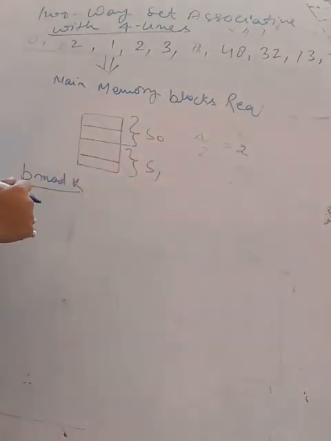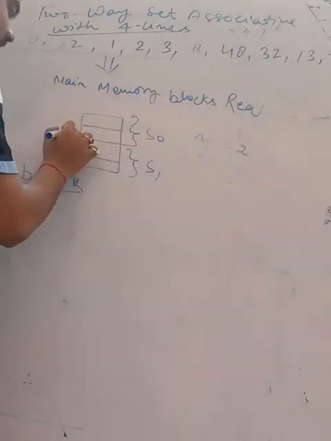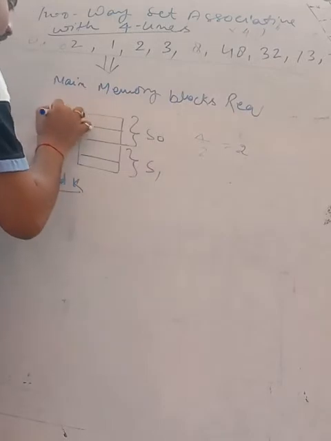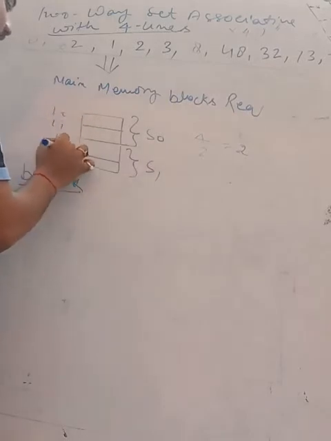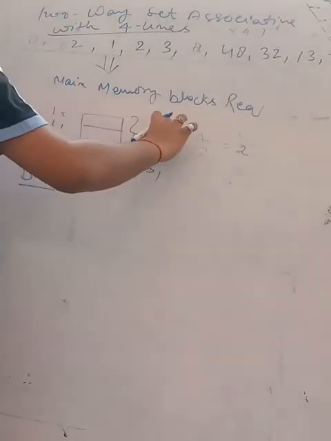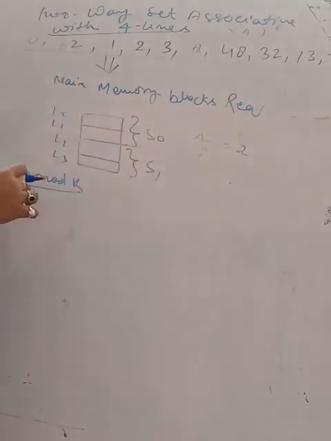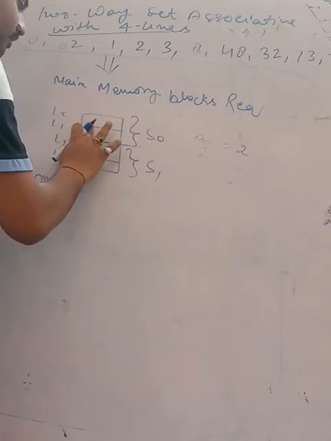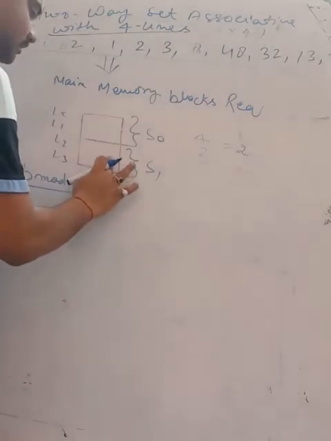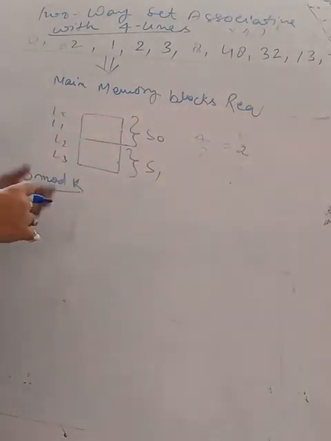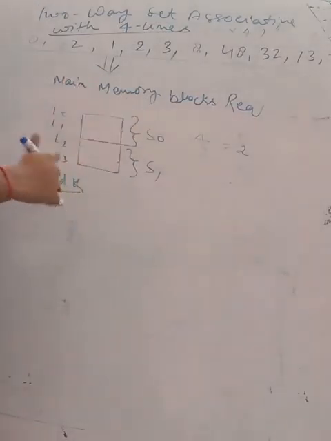Now we will start to insert the data. How will we insert the data in these two sets? First of all, this is line 0, line 1, line 2 and line 3. This is set S0 and this is set S1. We do not need to draw these lines, so we can remove them. Each line can store 4 words, and each set has 4 lines.